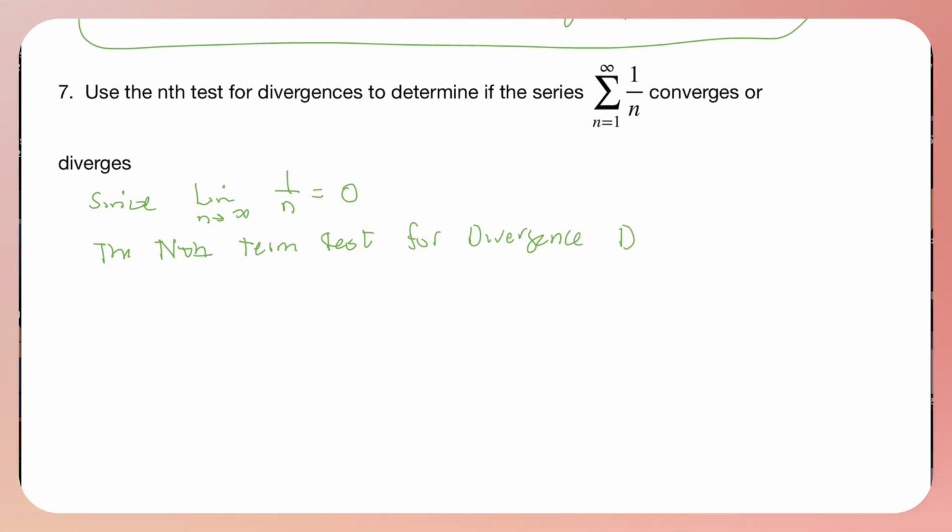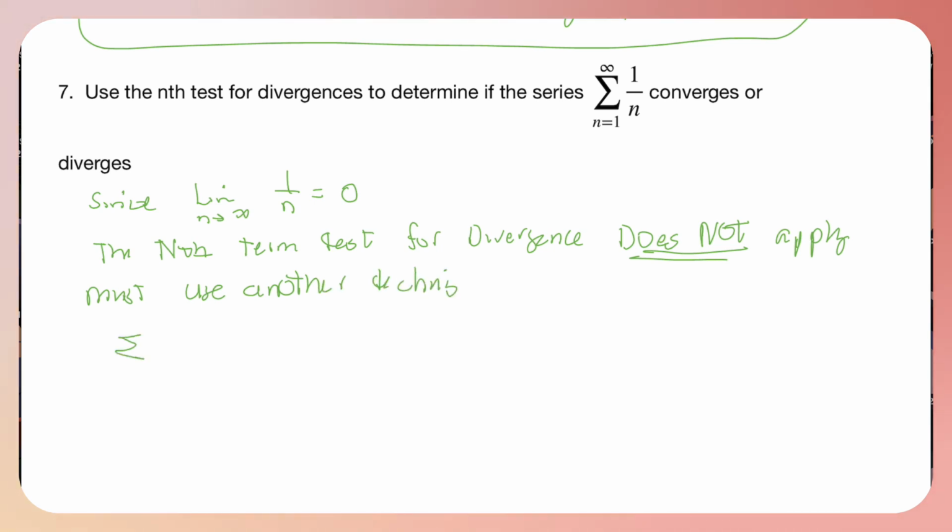Okay, because the theorem only says if it does not equal 0, it diverges. If it equals 0, it does not tell us anything. So the nth term test does not apply. So we must choose another technique to figure out if this series converges or diverges. Well, if I look at the summation of n equals 1 to infinity of 1 over n, I realize that this is a p-series where p is equal to 1, or I could recognize this as a harmonic series, and we know harmonic series diverges. So my conclusion, it diverges because it's a harmonic series.